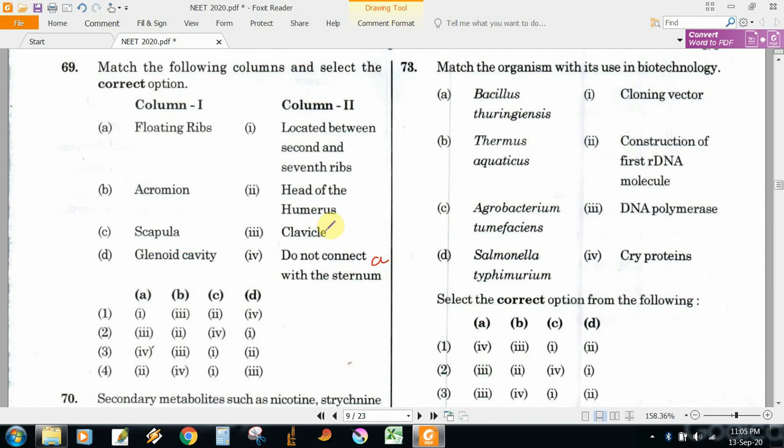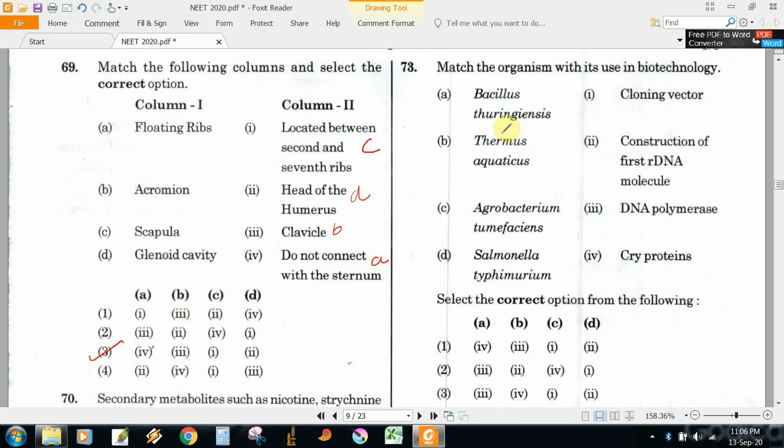Clavicle, yeah, clavicle is having an acromion. That is B, head of the humerus is the glenoid cavity. It is articulating with the glenoid cavity. It is D, and finally scapula is the one that is located between the second and seventh ribs. C, right? So based upon this, if you look into the match the following, so A1 is 4, yeah. So we can see that third one is the right option for this, right?